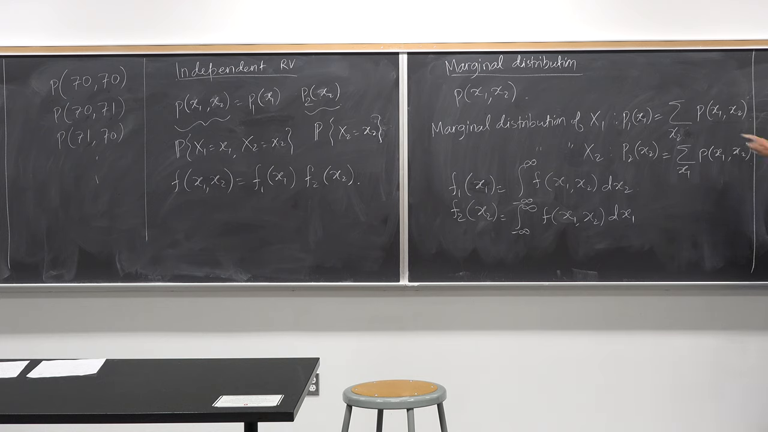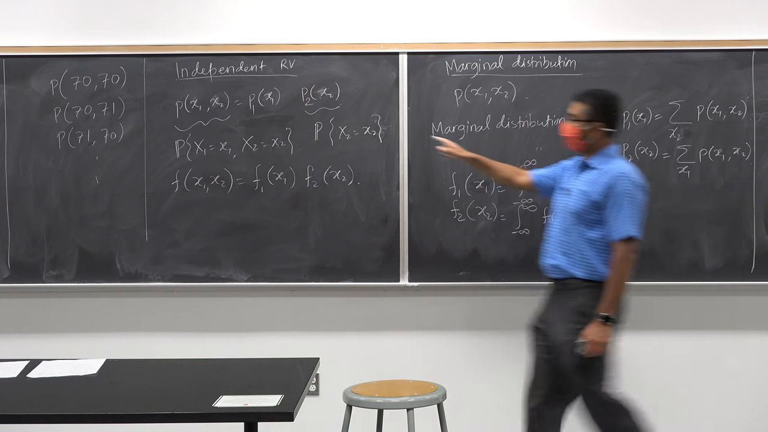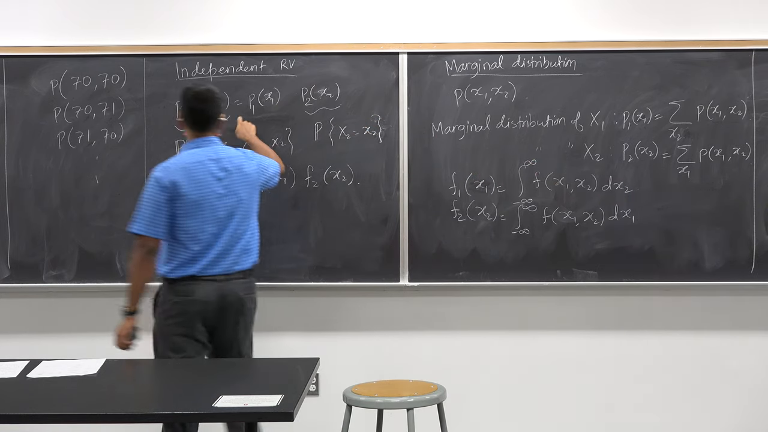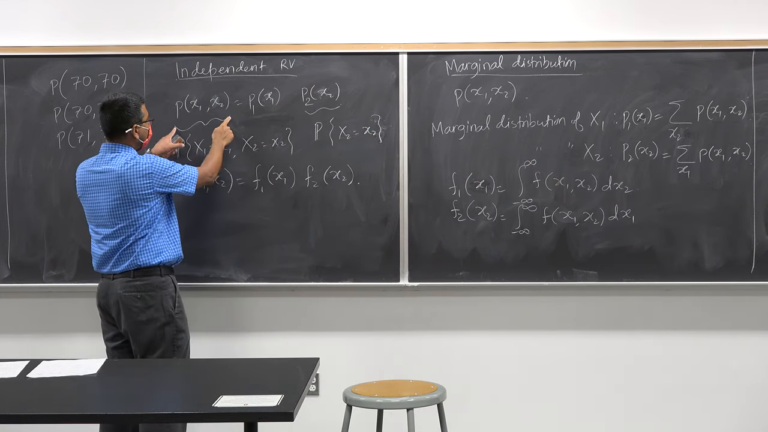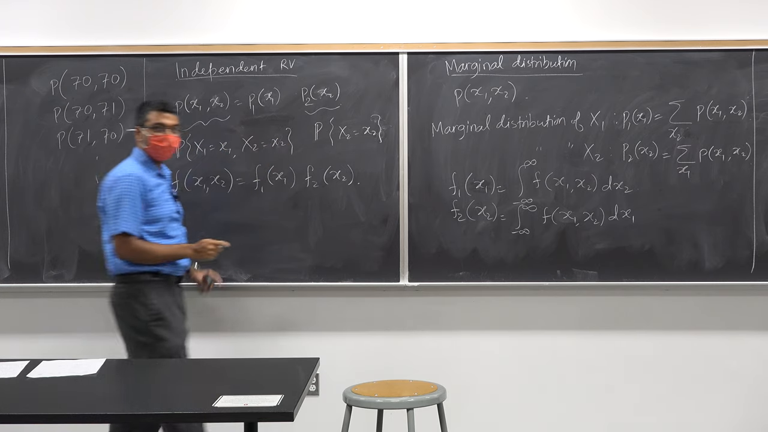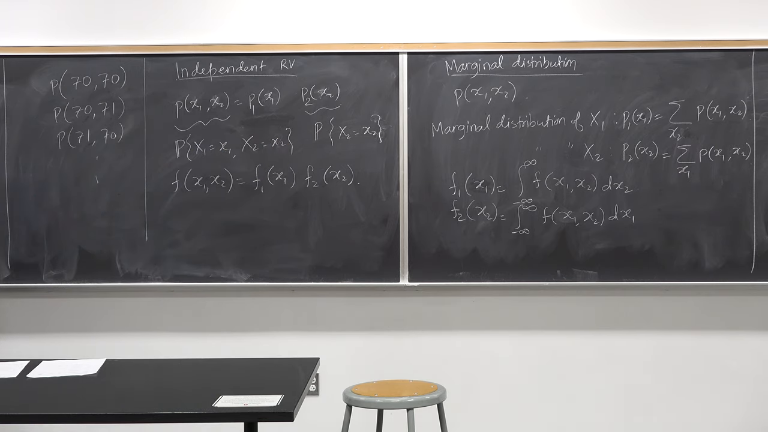So in this case, you want to find the marginal distribution of x1. You look at the joint distribution and you sum up over all possible x2. You look at the joint distribution, you sum up over all possible x1, you get the marginal on x2. Same thing for the continuous case. And when you have independent random variables, the joint distribution is the product of marginals. In fact, that is the test.